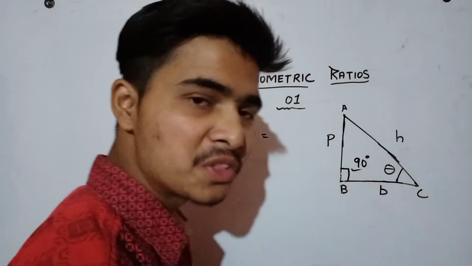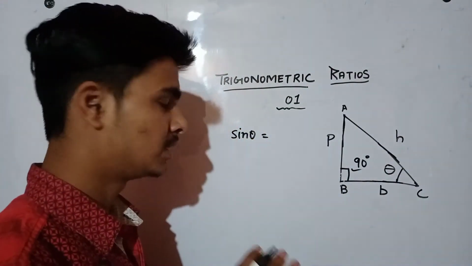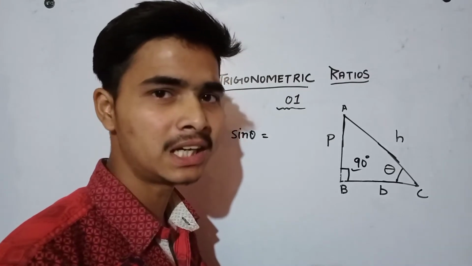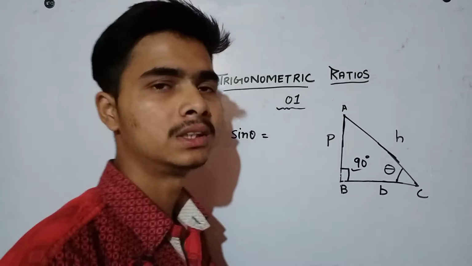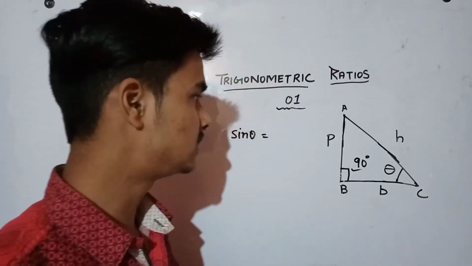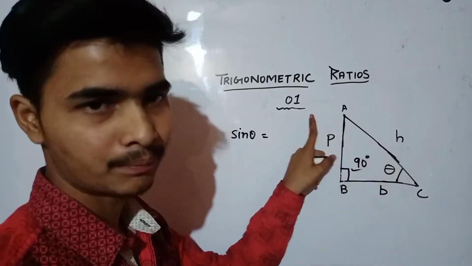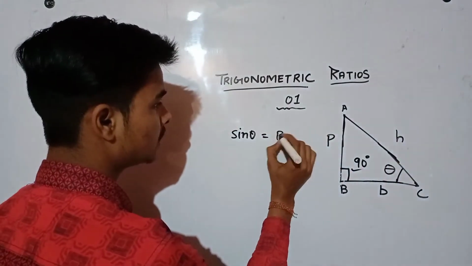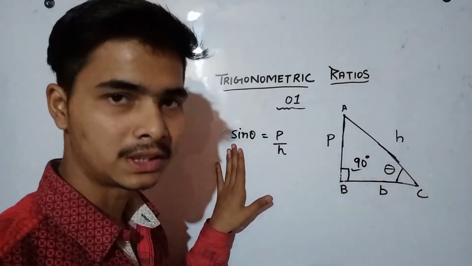From now the chapter has started, so start noting all the points. Don't be afraid of what sine theta is. What is sine theta? Remember, sine theta is the ratio of perpendicular and hypotenuse of this triangle. So perpendicular divided by hypotenuse will give us sine of theta.